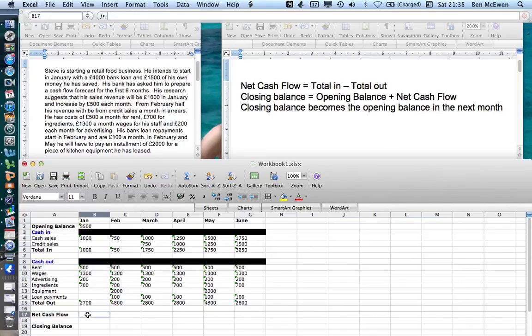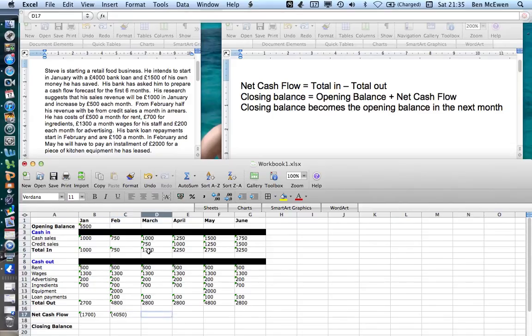So now we can go through and work out the net cash flow. Remember, we're doing total in minus total out here. So in this first month, he actually has a minus cash flow of £2,700. Now February's been a bad month for him because it's the first month where his credit sales have happened and he's had to pay for his equipment. So he's actually got a negative cash balance in February of £4,050.